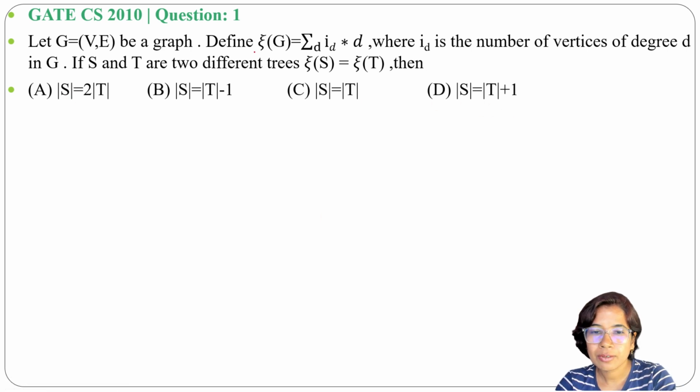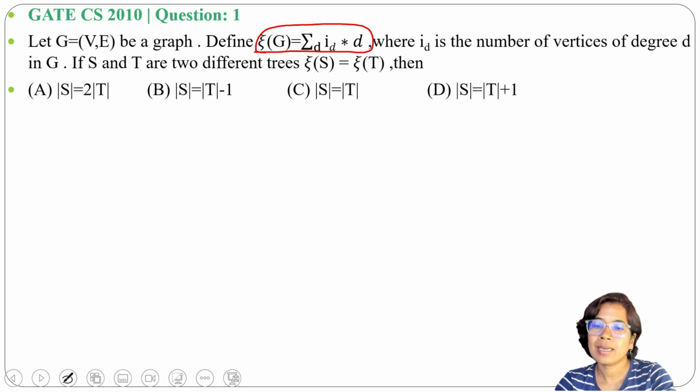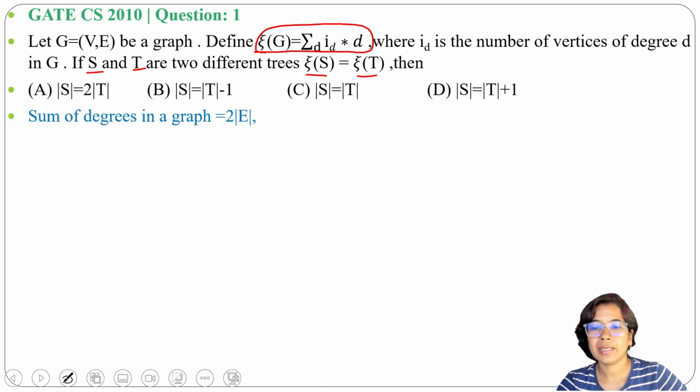So here this formula is mainly for the sum of degrees, and it is saying that if for S and T the sum of degrees is the same, then what is the relation between S and T? We know the sum of degrees theorem: it's 2 multiplied by E. So the sum of degrees equals 2 multiplied by the number of edges. And in the case of a tree, the number of edges is the number of vertices minus 1.